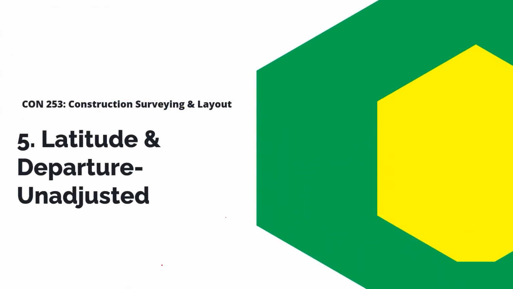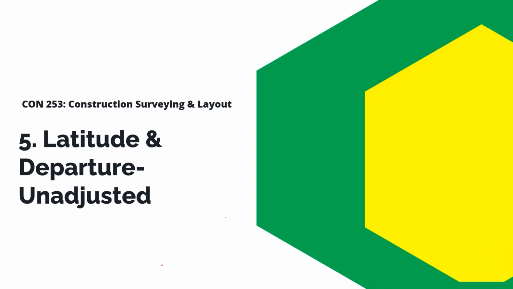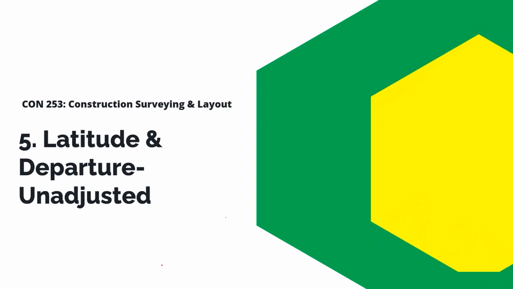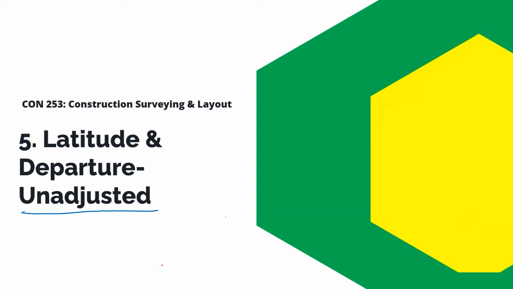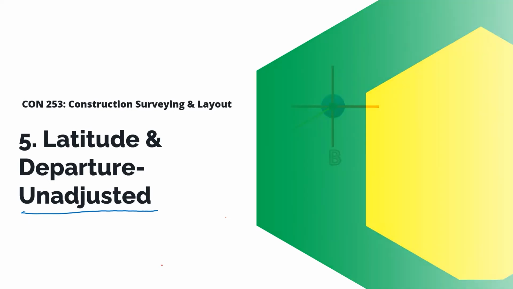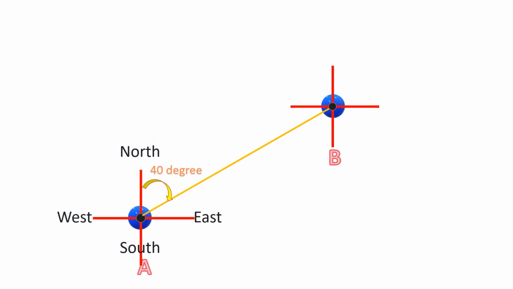Okay, next let us learn the concept of the latitude and departure, and take note that these are the unadjusted values. In the next topic we'll learn how to adjust the latitude. If we take this line AB, whose azimuth is 40 degrees and length is L, let me extend these lines, the north-south and east-west lines. You can see that these lines intersect at this point and it is a right angle triangle, right?